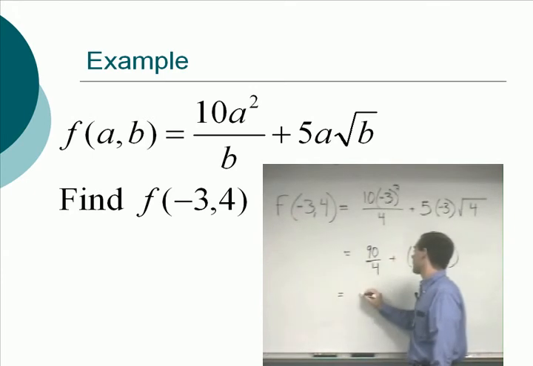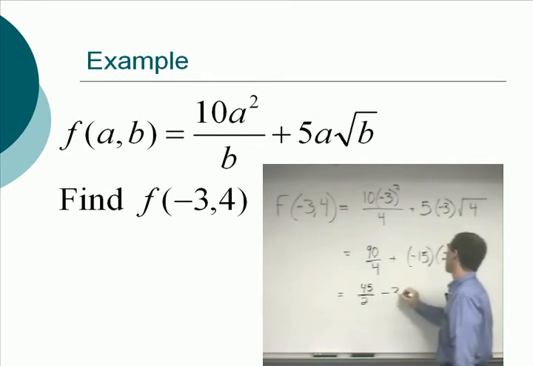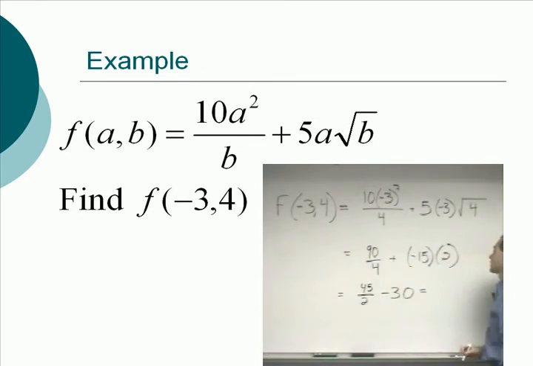Ninety over 4 is 45 over 2 minus 30. That becomes negative 15 over 2, or negative 7.5. So we evaluated at f, where a and b were the independent variables.